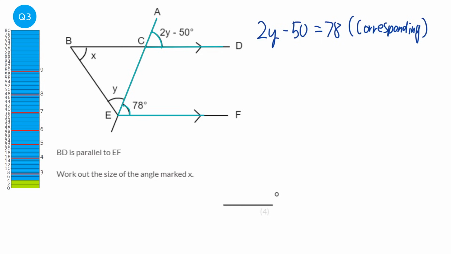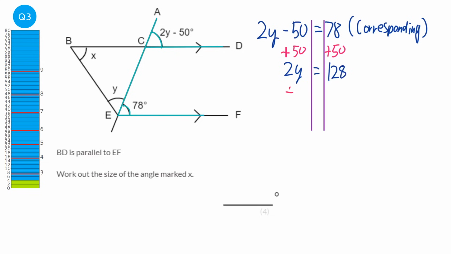Now here we've got an equation and we want to solve it. So we get our lines in. We'll go first of all, add 50 to both sides. So we've got 2y equals 78 plus 50, which would be 128. And then we're going to halve both sides, or divide by 2. So we've got 64. So we know that y is 64.